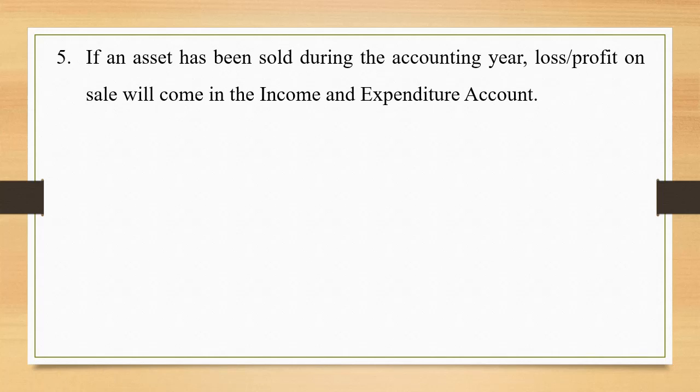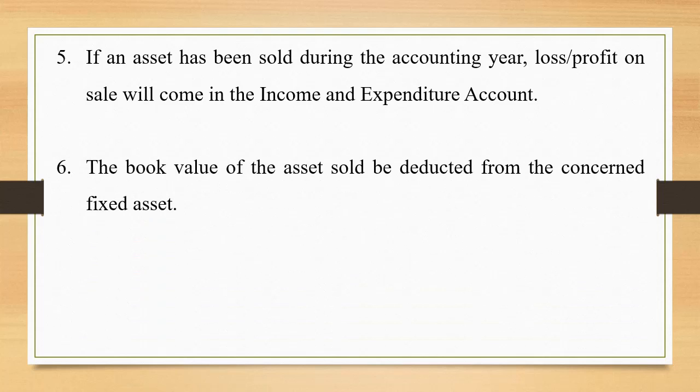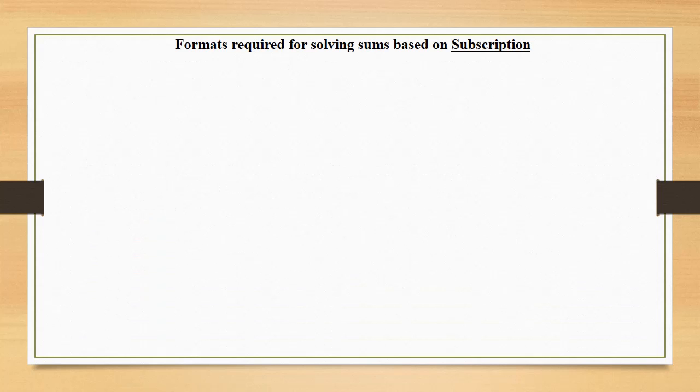If an asset has been sold during the accounting year, profit or loss on sale will come in income and expenditure account. The book value of the asset sold must be deducted from the concerned fixed asset.